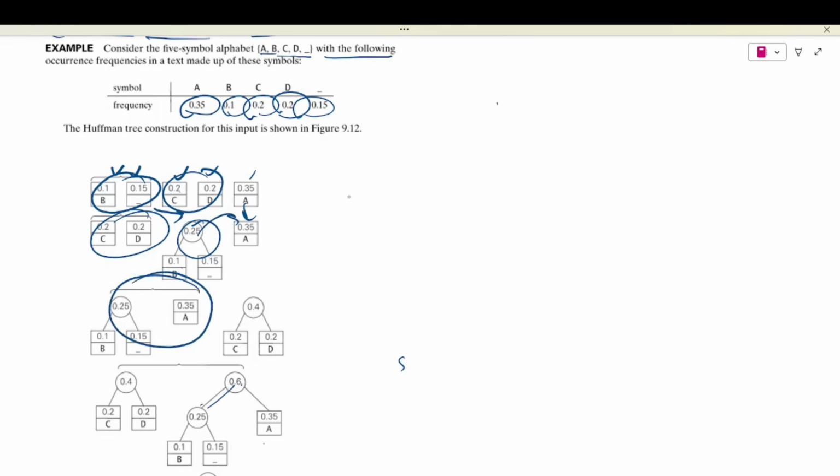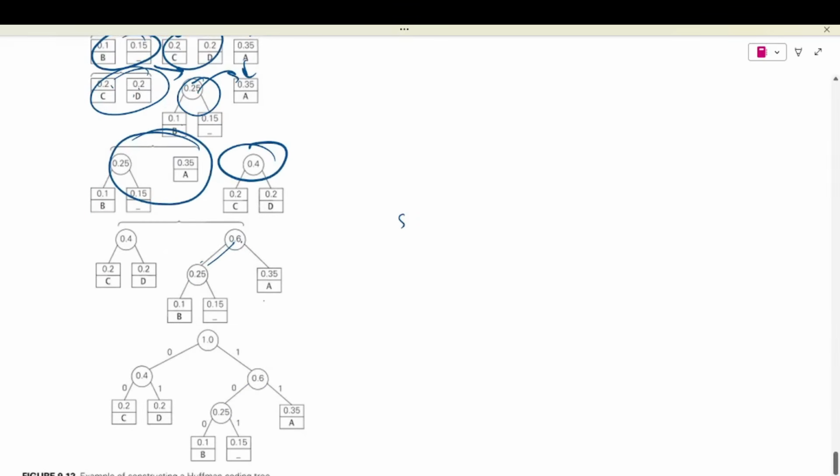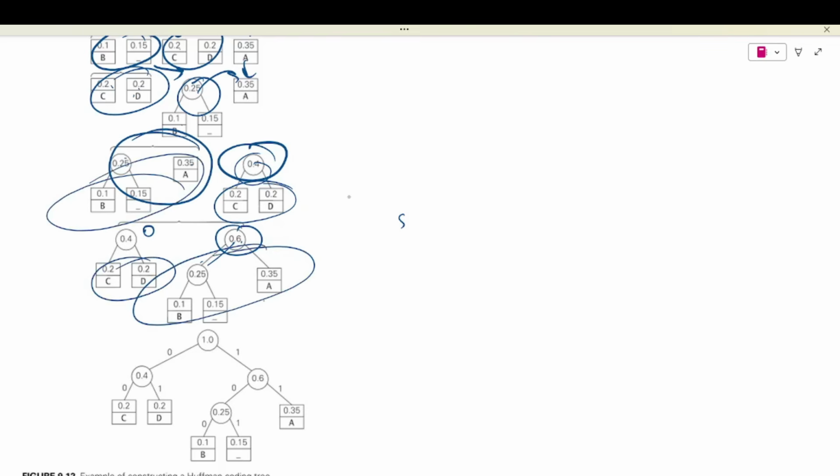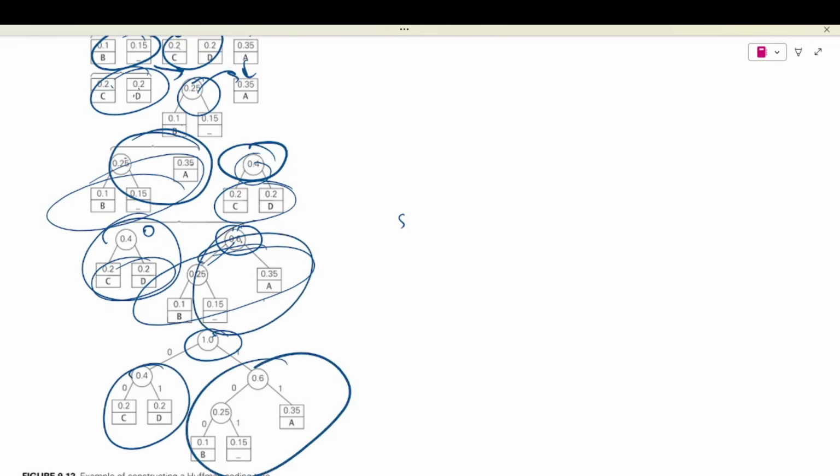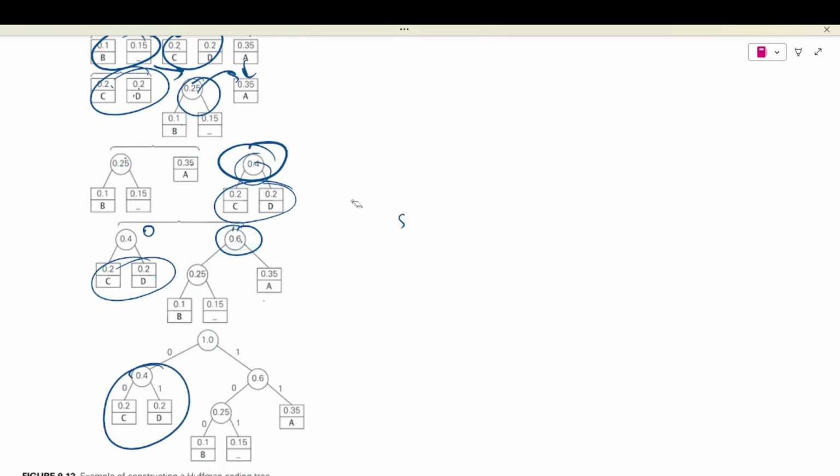Next we will be seeing that step, you will be adding these both. Next, if you add 0.2 and 0.2, you will be getting 0.4, and 0.25 and 0.35 you add to get 0.6. Since 0.4 is less than 0.6, you will be taking it on the left. You will also write the branches with them, and here also you will write the branches. Next, 0.6 and 0.4 you add, you will get 1, and the 0.4 part you will be writing here, the 0.6 part you will be writing here. That's all. Okay, I hope you got this.